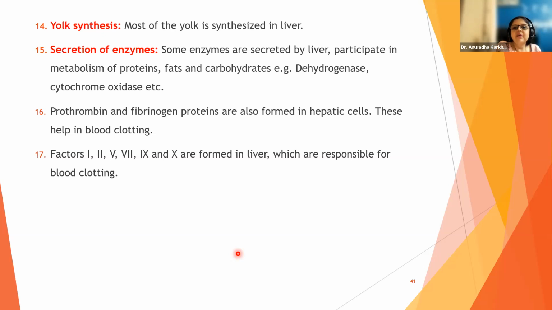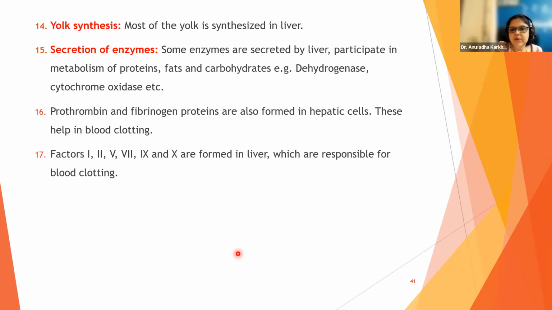Secretions of enzymes. Some enzymes are secreted by the liver and participate in the metabolism of protein, fats, and carbohydrates, like dehydrogenase and cytochrome oxidase. These names you have already studied in the chapter of respiration, right? Removal of hydrogen was dehydrogenase. You remember? Cytochrome oxidase, the ETS cycle, right?